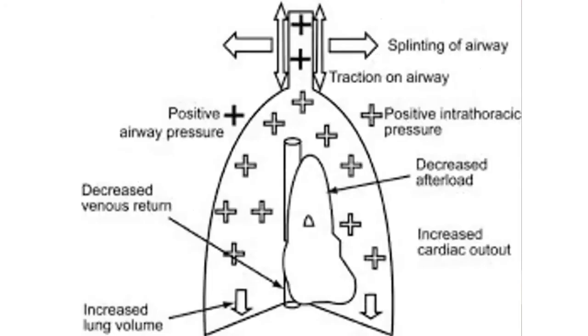So the outcomes of non-invasive positive airway pressure: all the effects which non-invasive positive airway pressure has on the pulmonary system. First of all, in lung airway mechanics, there is splinting of the airways to keep the airway open. The positive intrathoracic pressure decreases the afterload, increases the cardiac output. It increases the lung volume, and it also decreases the venous return. So be careful in patients who are hemodynamically unstable. NIV can worsen the hemodynamic instability.